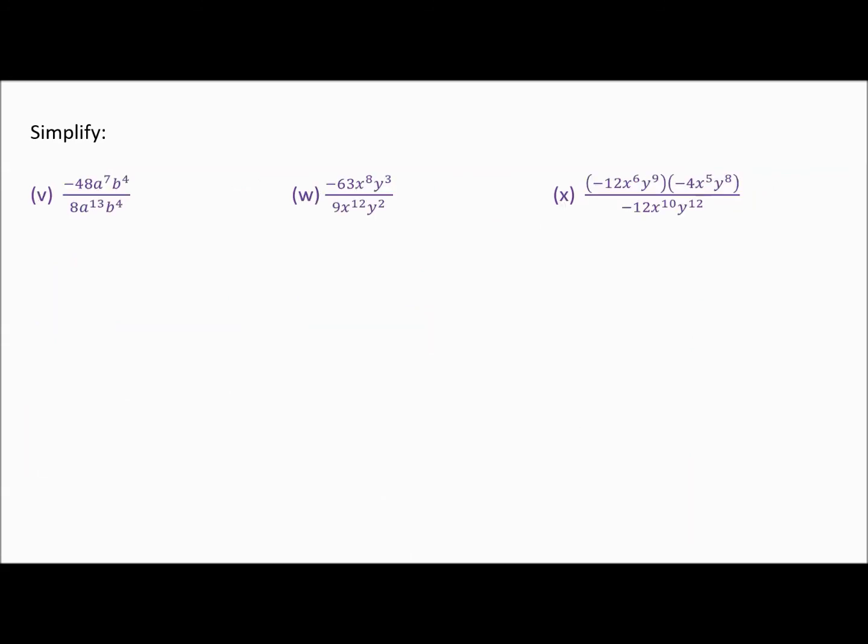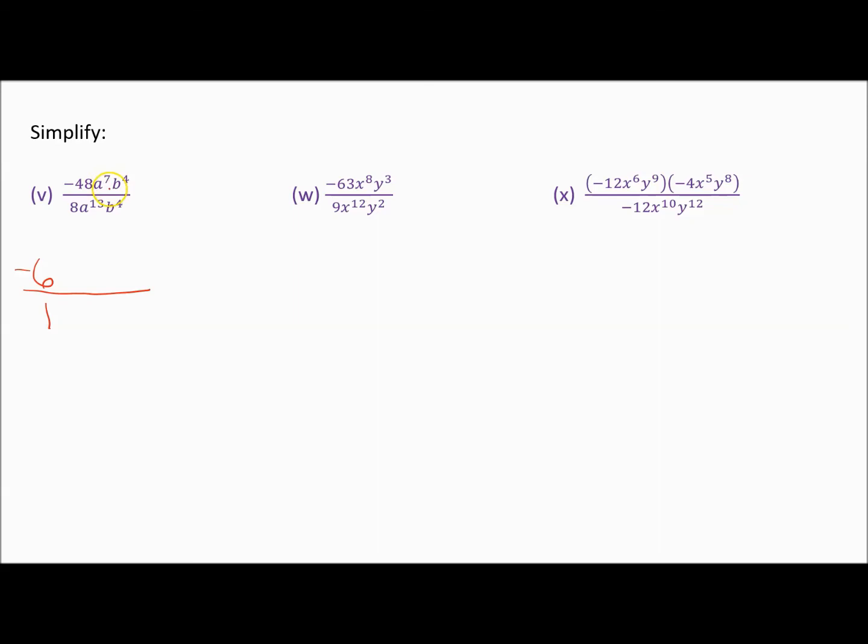All right, for our last page of examples. So we'll have a lot of rules to use here. All of our rules involving exponents will probably come into play. I'm looking at negative 48 in the numerator, positive 8 in the denominator, so I'm going to write my fraction bar and simplify negative 48 over 8, which are both divisible by 8. Negative 48 divided by 8 is negative 6. 8 divided by 8 is 1. That 1 may not stay.